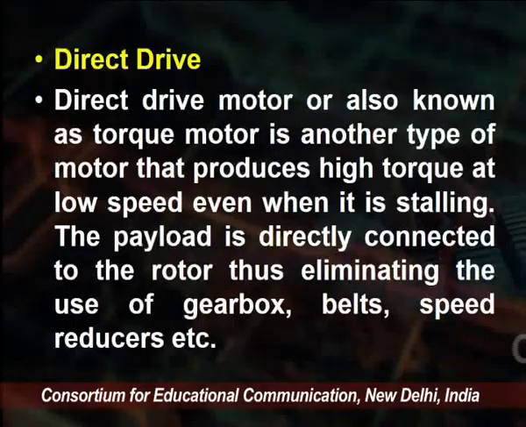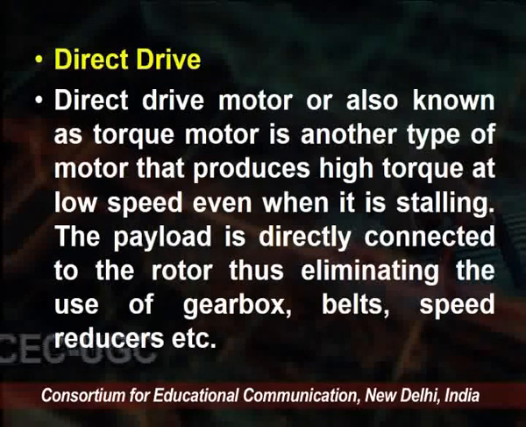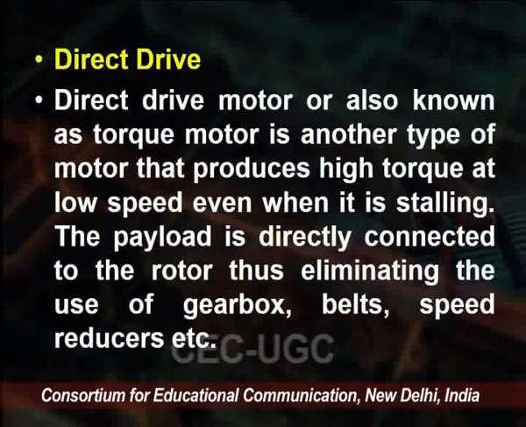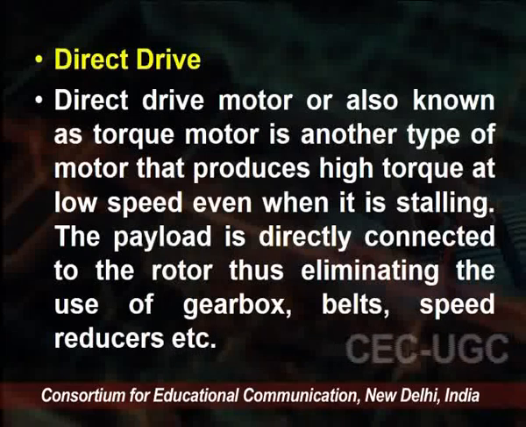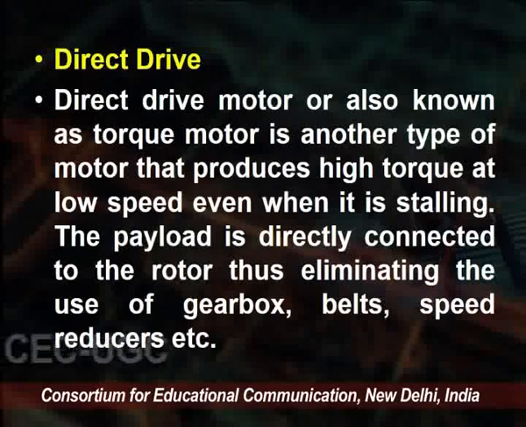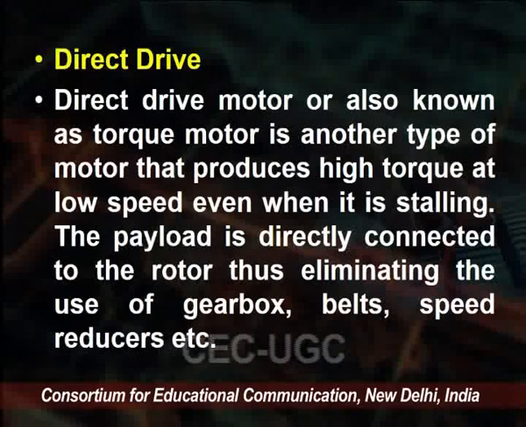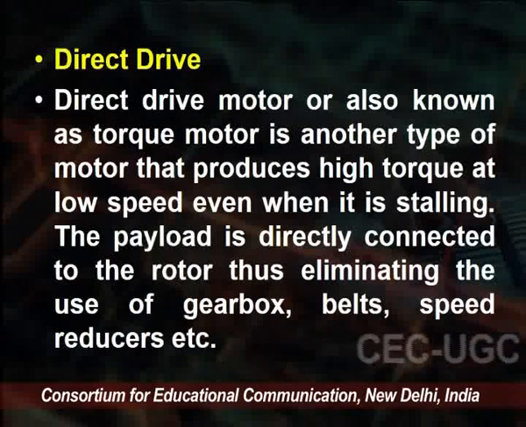So a servo motor has a gear assembly, controller, a sensor and feedback system. The gear assembly is used to decrease the speed and increase its torque significantly. Another type of motor is the direct drive motor, which is also known as the torque motor, and it is another type of motor that produces a high torque at low speed, even when it is stalling. The payload is directly connected to the rotor, thus eliminating the gearbox, reducing speed and extra parts.